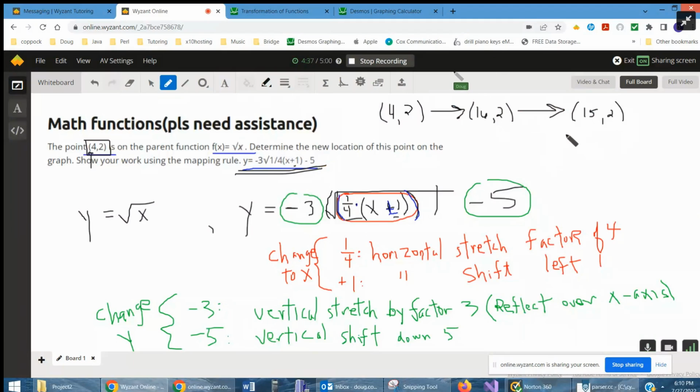And now we work vertically. Stretch by a factor of 3 and reflect over the x-axis, so this becomes (15, -6). And then a vertical shift of 5 down: (15, -11).